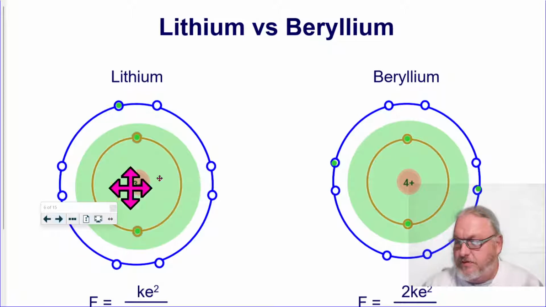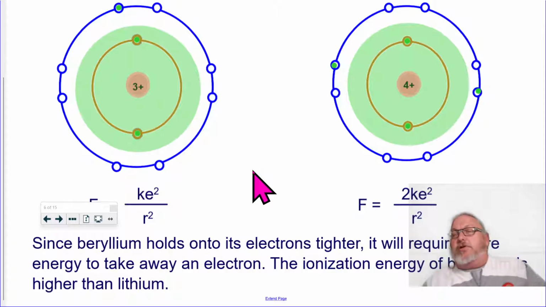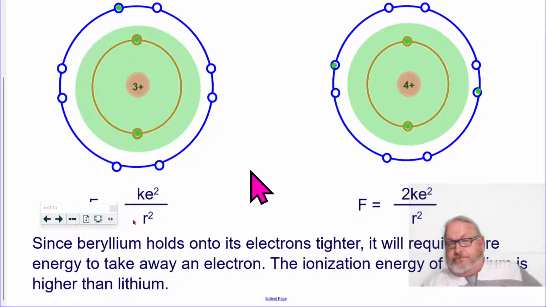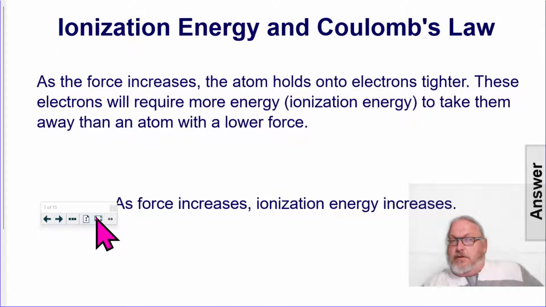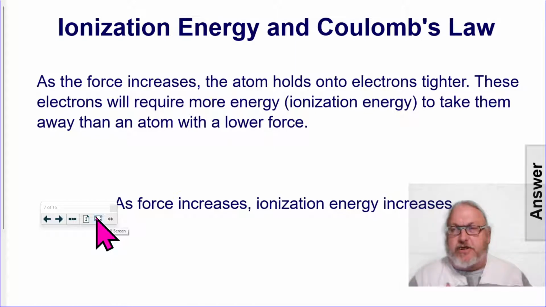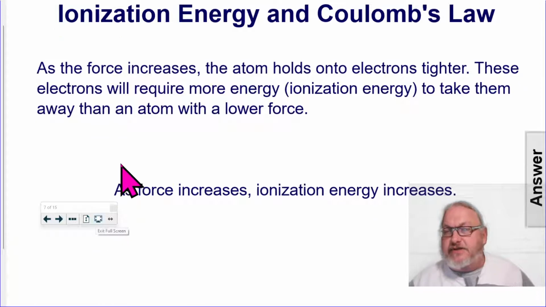Now, since beryllium will hold the electrons tighter, it's going to require more energy to pull an electron away. So the ionization energy of beryllium is going to be higher than lithium. As the Coulombic force increases, the atom is going to hold on to its electrons tighter. Because they hold them tighter, these electrons are going to require more energy, and that energy is the ionization energy to take them away, compared to an atom with the lower force. So we can say as force increases, ionization energy increases.